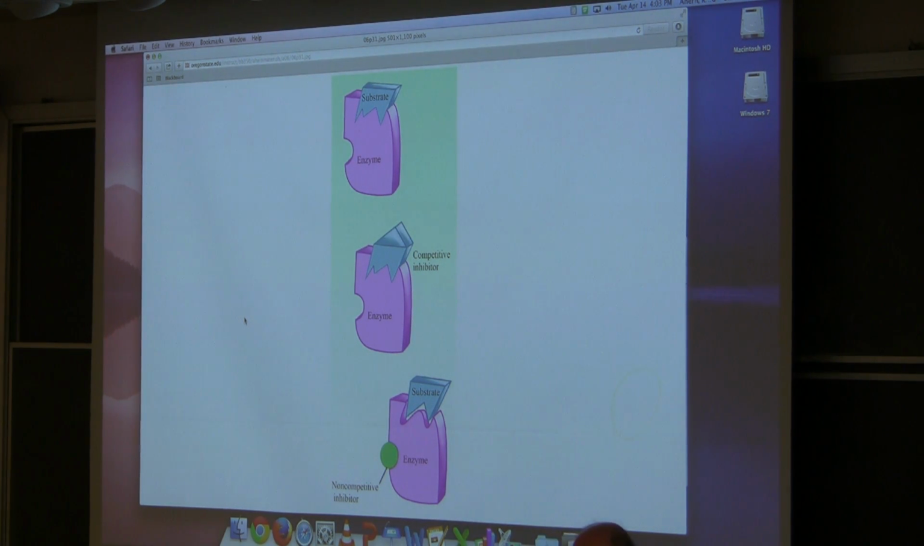That is not the case with non-competitive inhibition. With non-competitive inhibition, what we see is that there's no competition. It doesn't matter how much substrate I add, I'm always going to have a fixed percentage of the enzyme that is going to be inhibited. That percentage was changing when I had a competitive inhibitor, because the more substrate I added, the less the effect the inhibitor had. Right? So for non-competitive inhibition, I've got a fixed percentage of enzyme that's going to be inhibited. Doesn't matter how much substrate I add. Does that make sense?